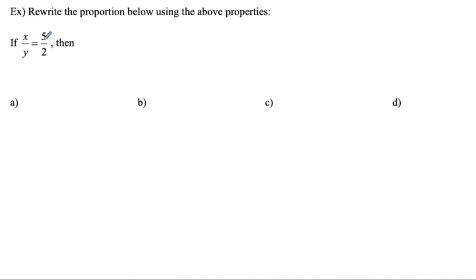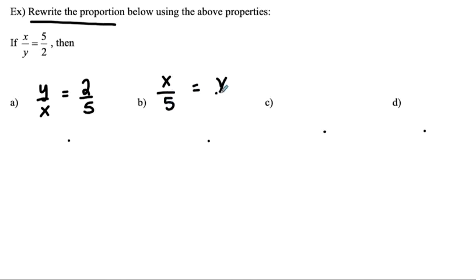All right, let's try that. So if x over y equals 5 over 2, then what are some other ways? How can we rewrite the proportions using the properties? I'd like you to try it 4 different ways. Press pause and then come back to me, okay? All right, so if you did that, I did y over x equals 2 over 5. I did x over 5 equals y over 2. I love that property because sometimes that helps me simplify things.